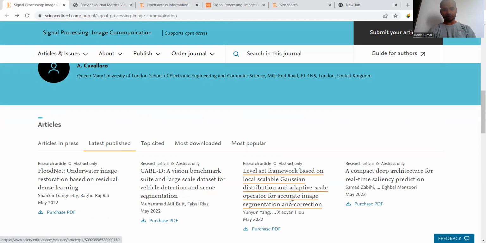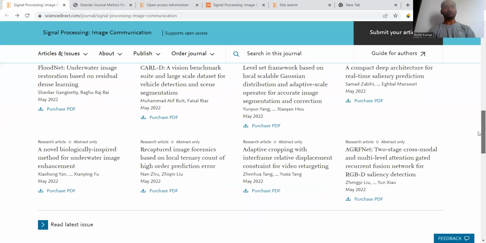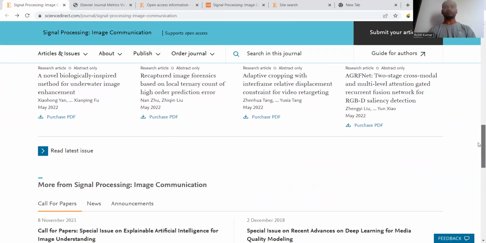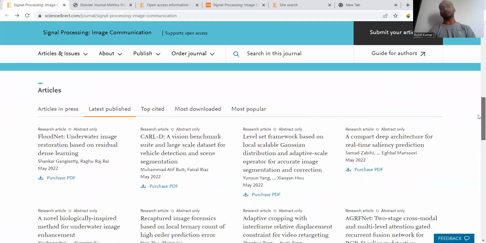Then some of the mathematical filters and distributions based adaptive scale operator for accurate image segmentation and correction. So image segmentation and correction is the focus of this work. Then deep architecture for real-time saliency prediction. So in this way, you can see the different works in current focus of the journal, because usually just by seeing the aim and scope, we don't get the exact idea. So if you see the articles in press or the latest published articles, you will get a better idea.